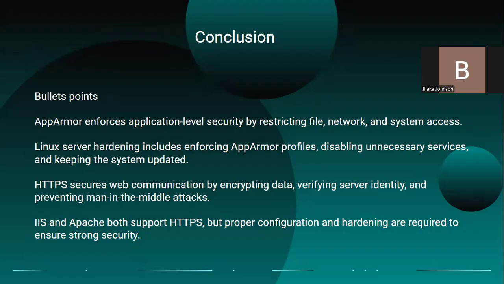HTTPS protects the data as it moves across the network by encrypting communication and verifying the server's identity. When AppArmor and HTTPS are properly configured on Apache and IIS servers, they provide a strong layer of security that significantly reduces the risk of attacks.